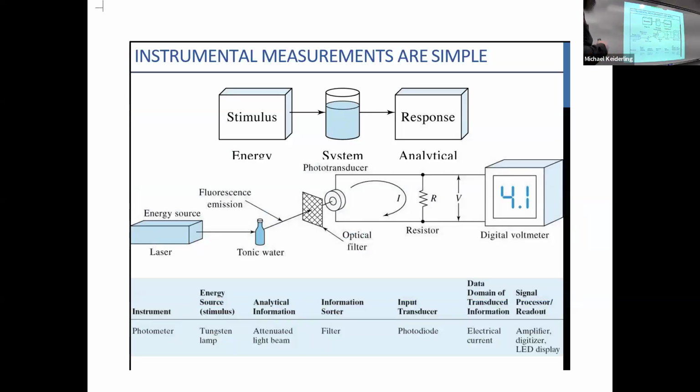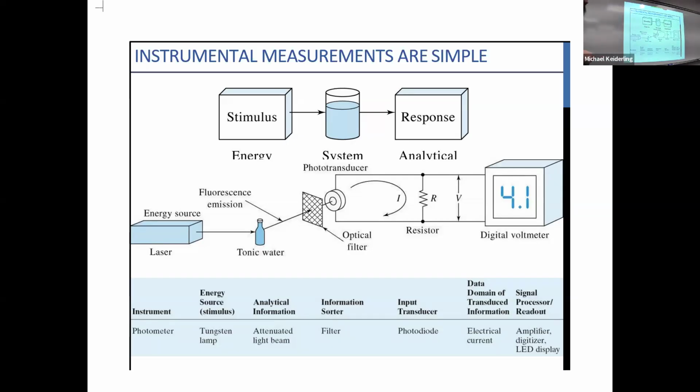So instrumental measurements are pretty straightforward. You have some stimulus, you have a system, and you have a response. For example, this is a fluorescence setup. You have an energy source, which is a laser, hitting a sample, which in the example here is tonic water, because tonic water fluoresces. And then you have an optical filter with a phototransducer, and that generates a digital signal that you can use to measure how much light is being put out.